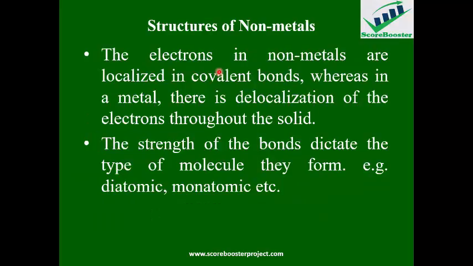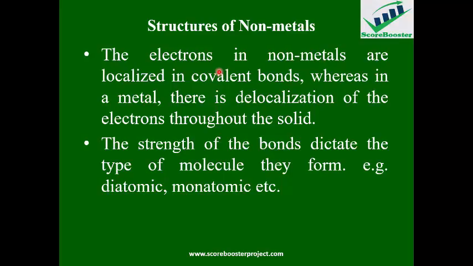The electrons in the nonmetals are localized in a covalent bond because they cannot move. Because they are not conductors, they are localized. They are just somewhere, spinning. They can't move around. That's why they are localized. They can't conduct electricity in that case. Whereas in a metal, there's delocalization of the electrons throughout the solid. When there's delocalization of electrons throughout the solid, the electrons are free to move around. That is why metals are able to conduct electricity. So those are just small differences between metals and non-metals in their structure.